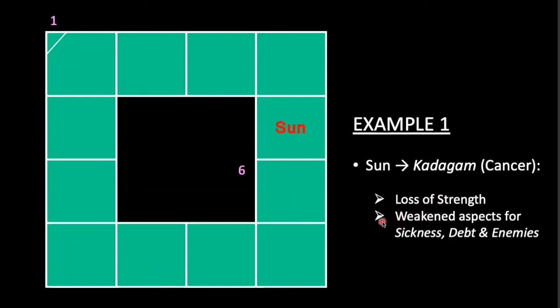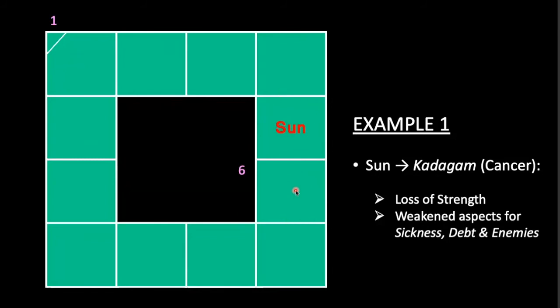So what does that mean? It has weakened its aspects for sickness, debt, and enemies. Again, it has lost its power to make this house strong. Let's forget about all the other planets that have to be taken into account. I'm just giving you an overview so you can start creating a framework of how to look at the sixth house. But the disclaimer here is you have to look at the entire placement of all the 12 houses, the entire placement of planets, and how they are aspecting the sixth house. But let's say this is the only thing we are looking at.